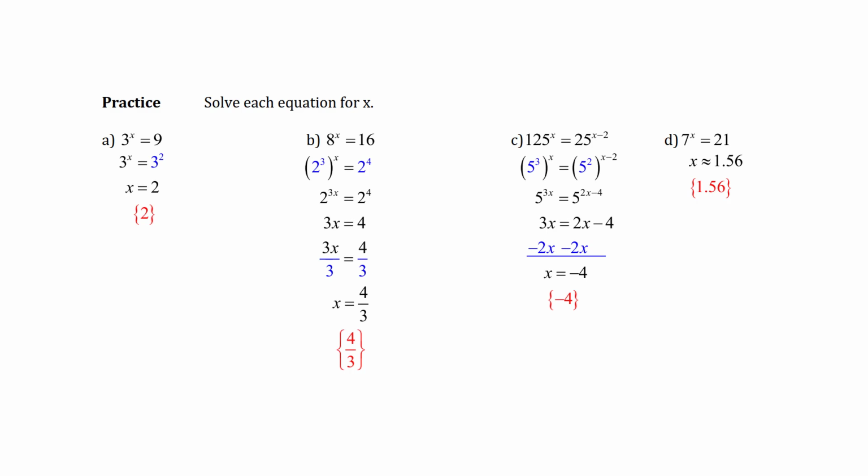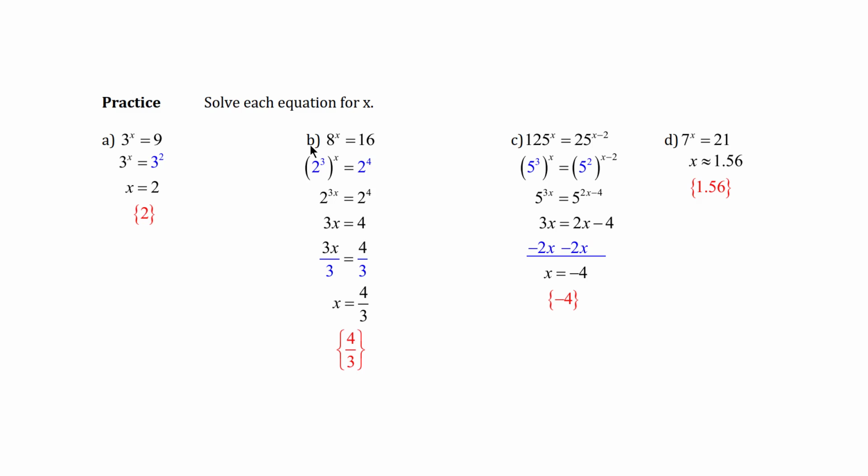Alright, so let's go over part A. First, we need to rewrite 9 to have a base of 3. This would be 3 squared. So we have 3 to the x power equals 3 squared. Next, we apply the uniqueness property of exponents. We get x equals 2. So our final answer in set notation would be a set of curly brackets and 2 on the inside.